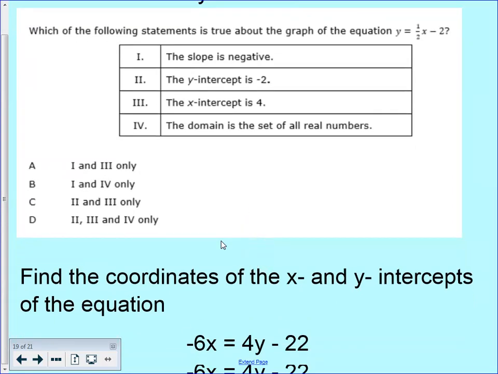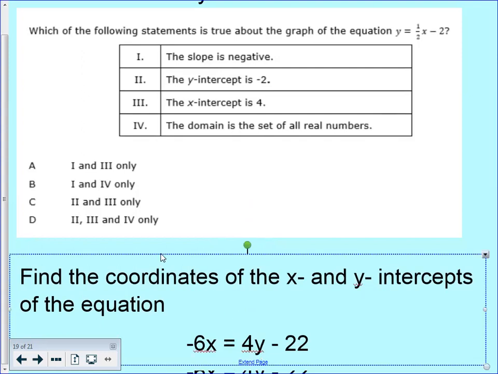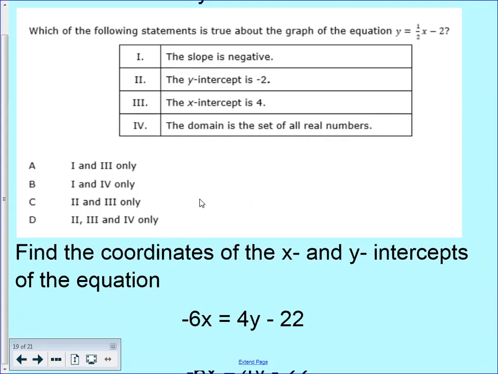Number 2, I want you to find the coordinates of the x and y intercept for this equation here. You got -6 equals 4y minus 22. So I want you to find the x and y intercepts, all right?